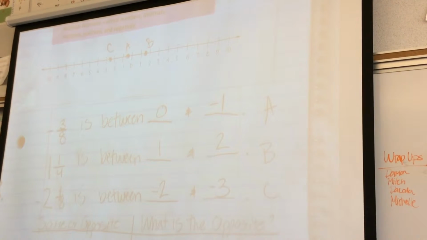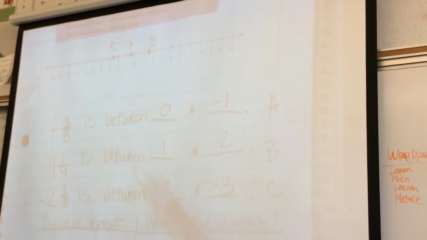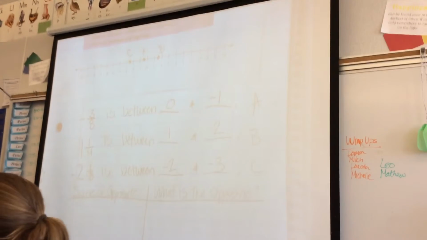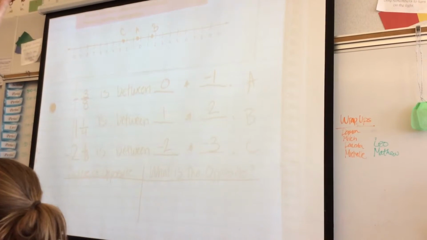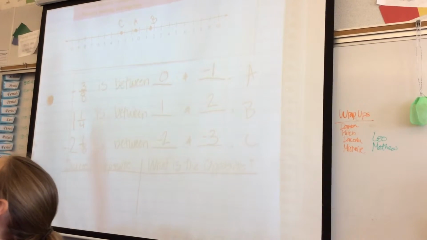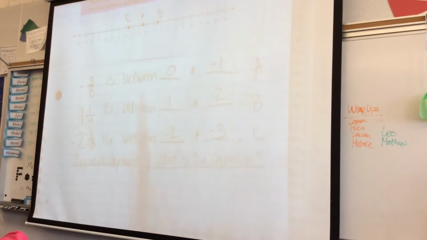Okay. Thumbs up if you understand how to graph rational numbers. So the way that you do it is you decide what two integers it's between and then graph it there, okay?